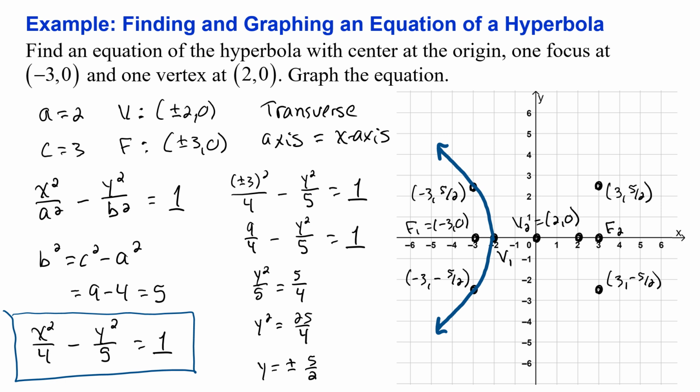This is the left branch of the hyperbola. Then let's connect v sub 2 to the points at 3 comma plus or minus 5 halves to sketch the right branch of the hyperbola.